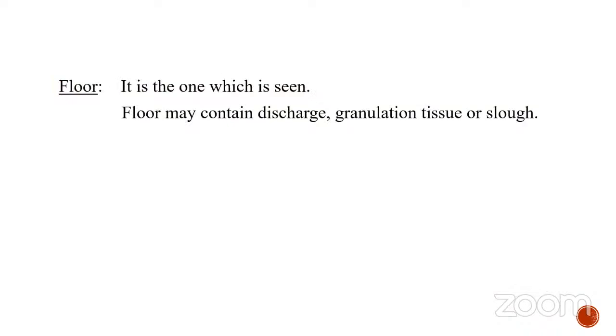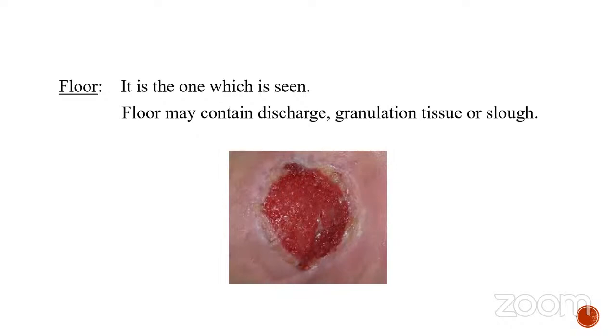Floor is the structure that we see. Floor may contain discharge, granulation tissue, or even slough. So this is how the floor will look. In this ulcer, the majority of the ulcer is composed of the floor of the ulcer. So we may see granulation tissue here, we may see slough here, or it can be filled with discharge.